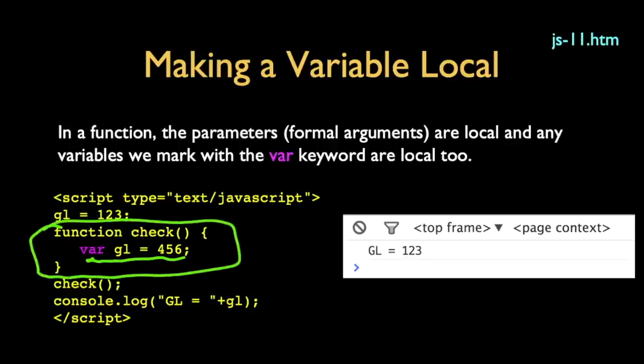That means that variable has no effect outside the function, i.e. the function lives in its own little silo, which is the way most functions usually work unless we explicitly bust out of the little silo. So in this case, if we do GL equals 123, then we call a function check, and we look at GL, even though inside the function there's a GL that's 456, not the same GL, and so we get 123 when it's all said and done. So that's really quite nice.